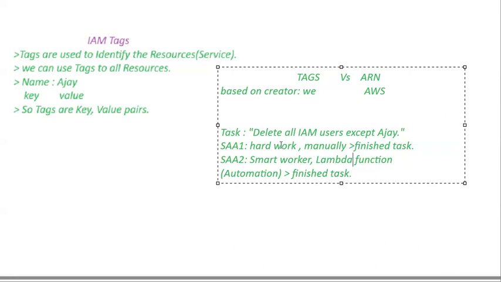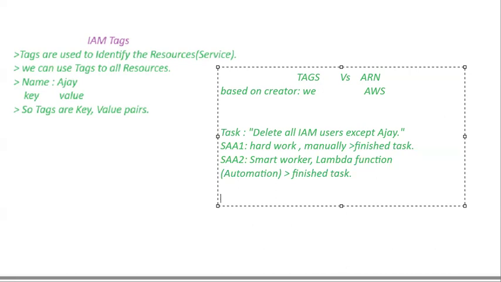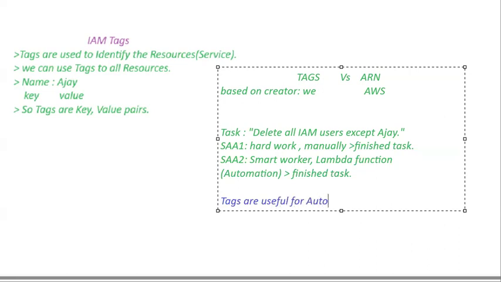So what do you learn from this? We can reduce the task by using automation. He just took tags as a reference here. By using tags as a reference, except the Ajay tag, he deleted all the IAM users automatically by using a Lambda function. So from this, with respect to tags, can I say tags are useful for automation purposes? Yes. Tags are useful for automation.